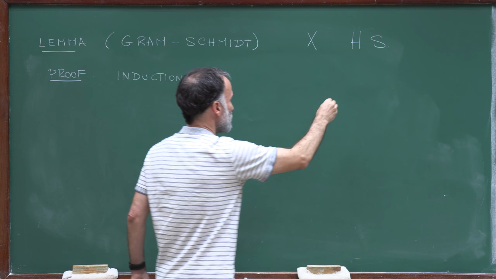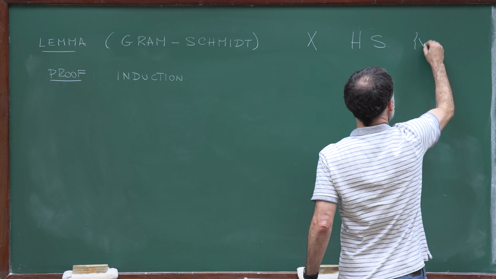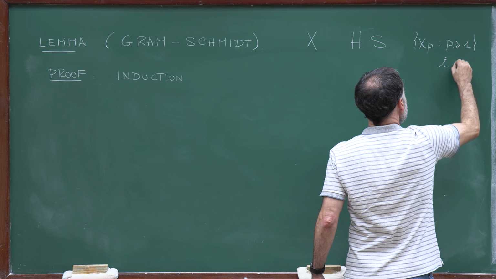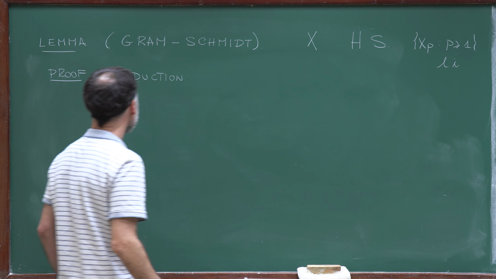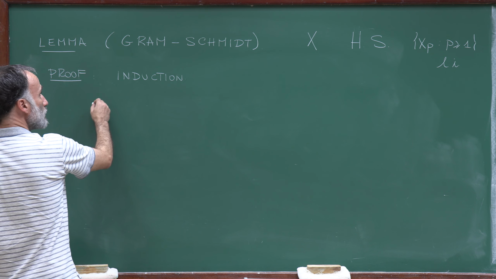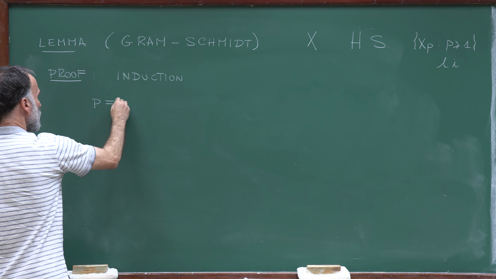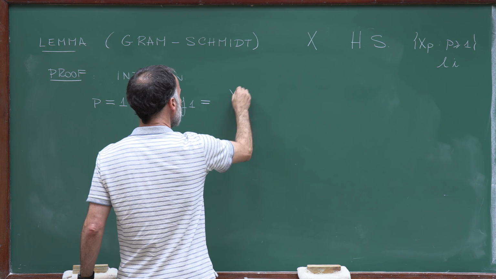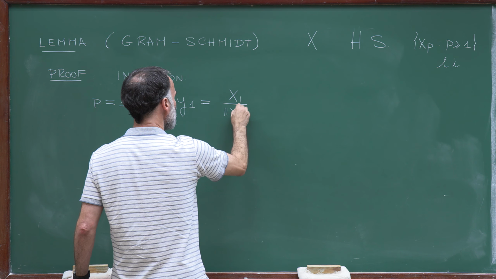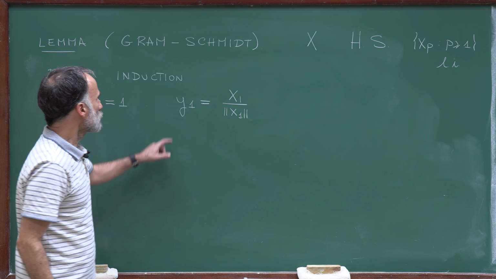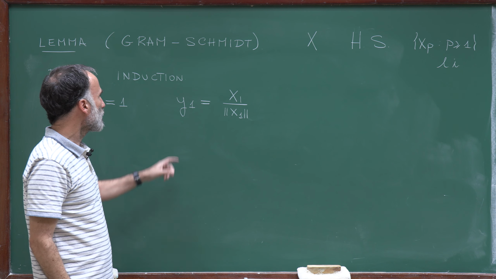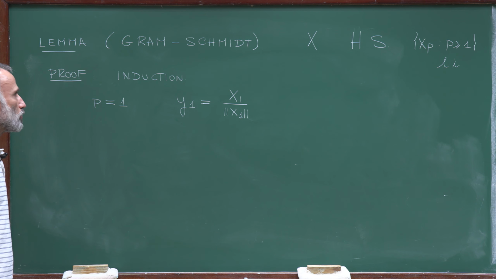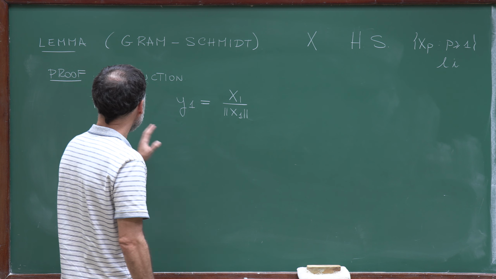So let me remember that we are starting from a family x_p of linearly independent elements of X. So for p equal to 1, I will just define y_1 as x_1 divided by the norm of x_1. So y_1 has norm equal to 1. The span of y_1 is equal to the span of x_1. So up to now, everything is all right.